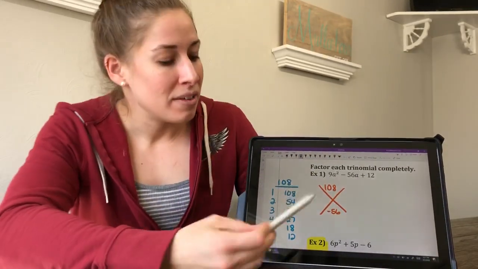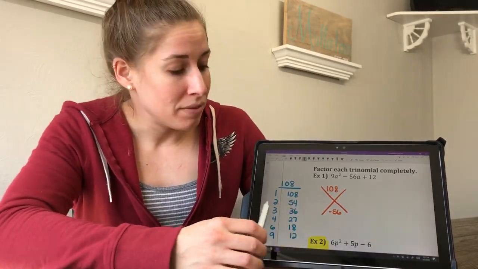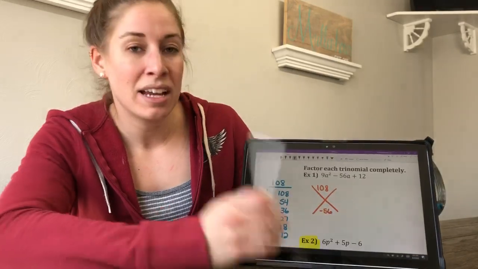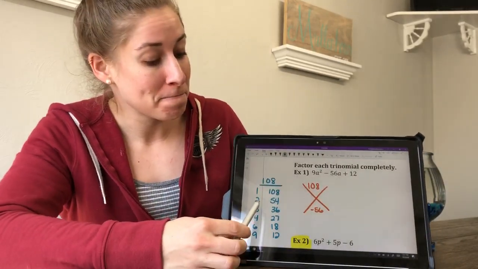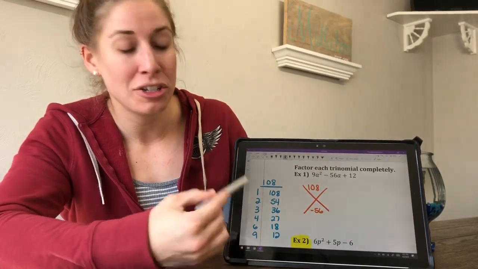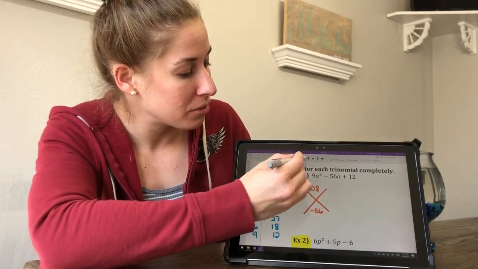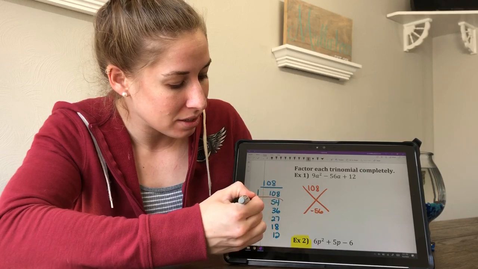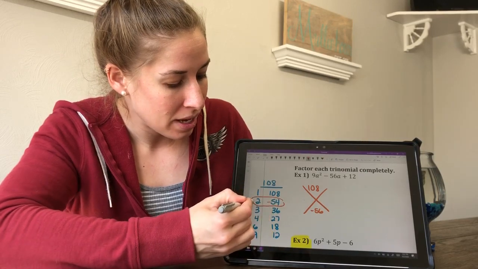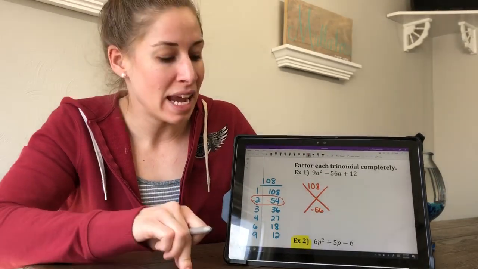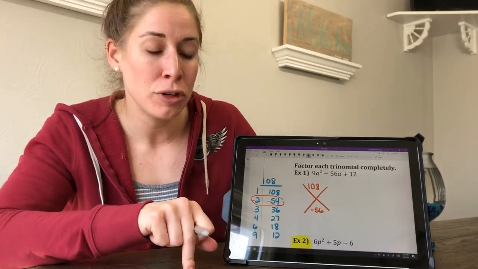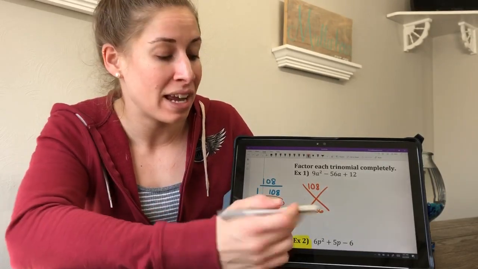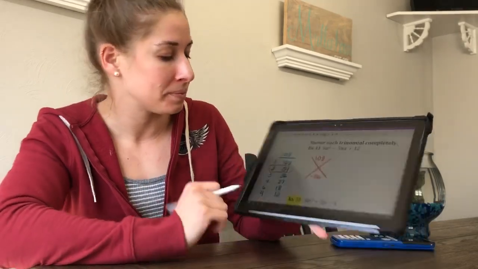And now we just need to figure out, if they're both negative, which ones add together to give us negative 56. Well, since we're at negative 56, choose the larger set, okay? So what you should realize is that it's negative 2 and negative 54, because negative 2 times negative 54 gives you a positive 108, but a negative 2 plus a negative 54 gives you a negative 56. So we found our two numbers.